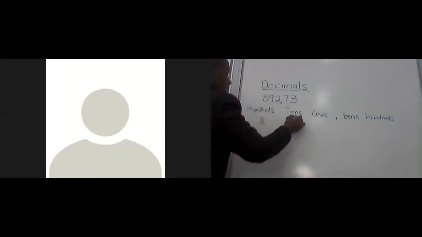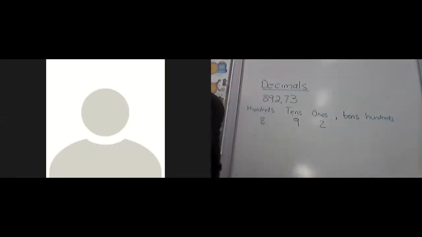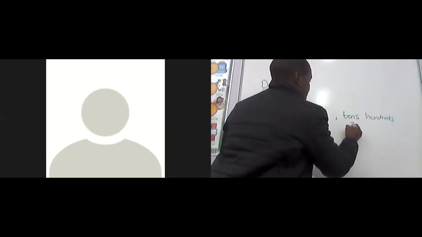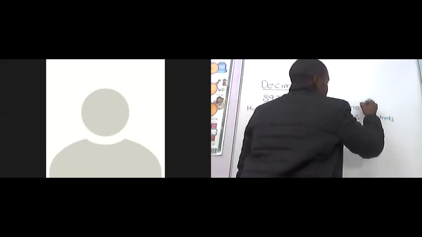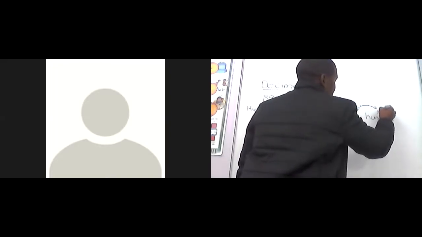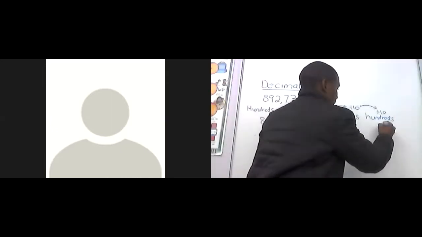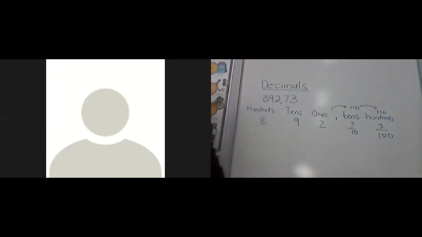800, 9 tens, 2 ones, comma, that is the decimal. So we have 7, that will be over 10. As we move to the right after the comma, we are dividing by 10. So we're moving again to the hundredths, we are dividing by 10 again. So this will be 3 over 100. So this is what it means for this number.